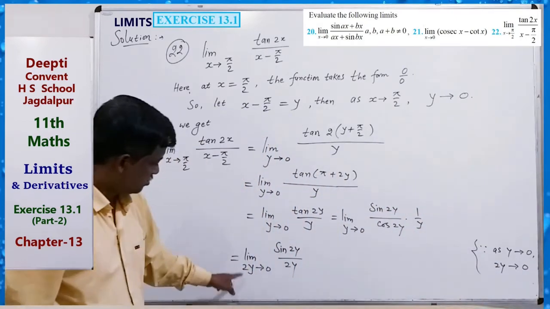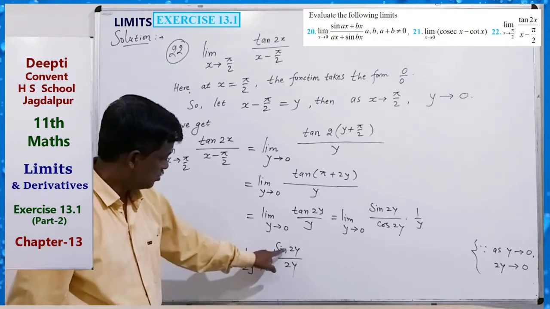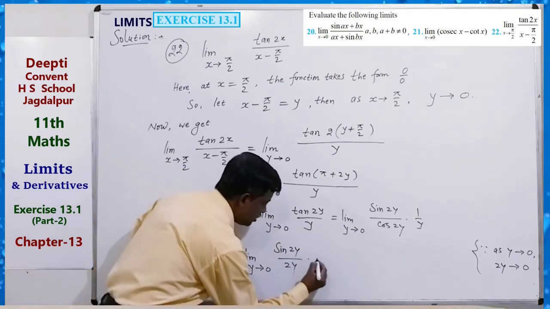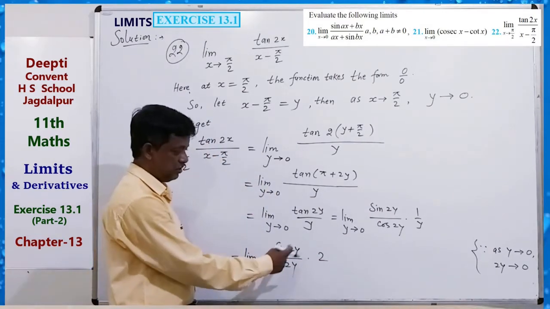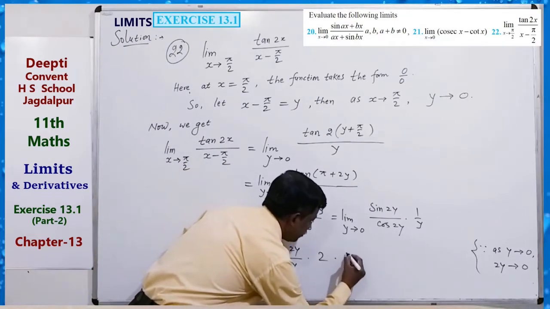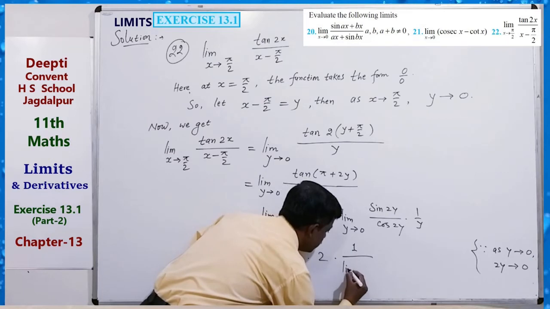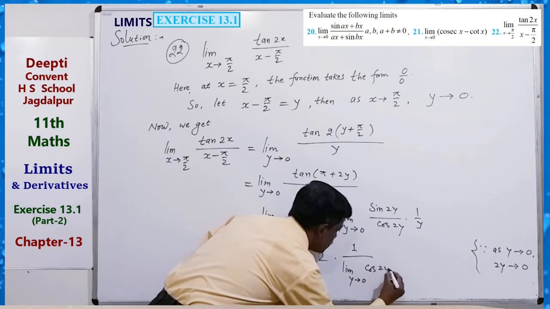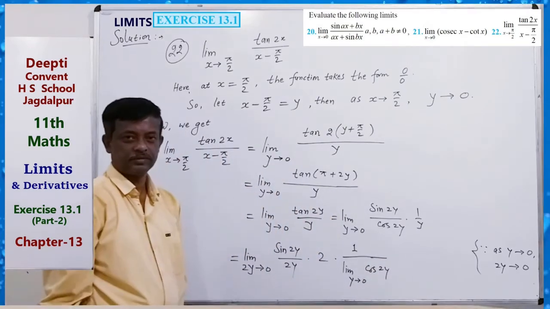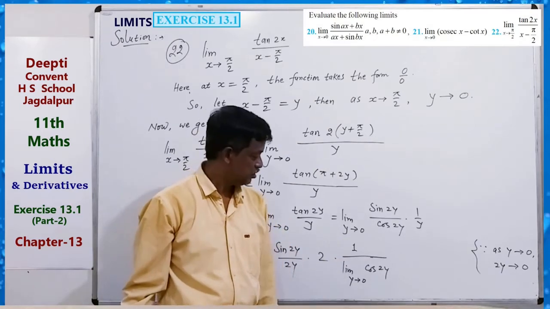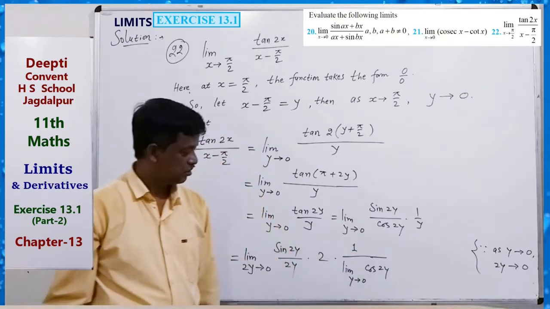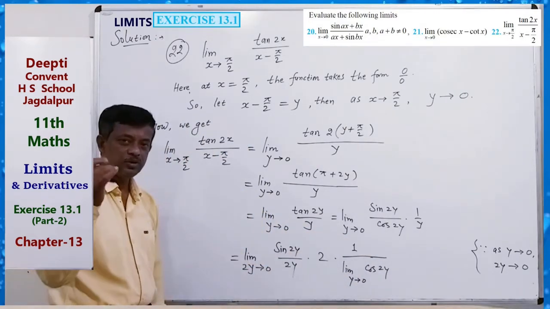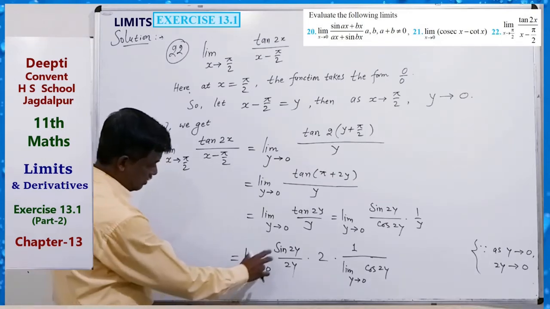So we can write here limit 2y tending to 0, sin 2y upon 2y, and 2 is here in numerator and denominator, and 1 upon limit y tending to 0 cos 2y, because cos 2y is in the denominator, so the limit goes to the denominator, y tending to 0, cos 0 is 1. So this is 1, this is 1, so the limit will be 2.